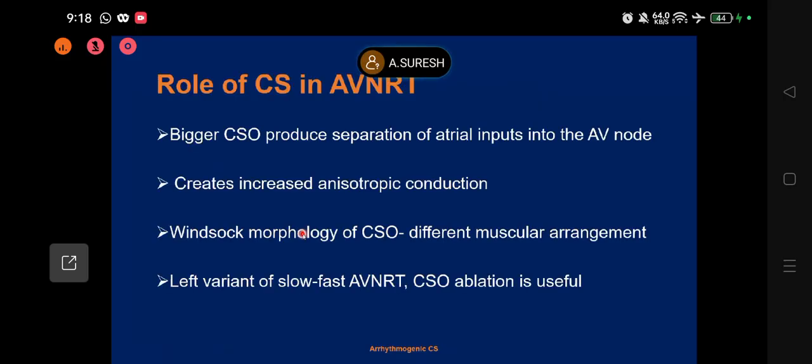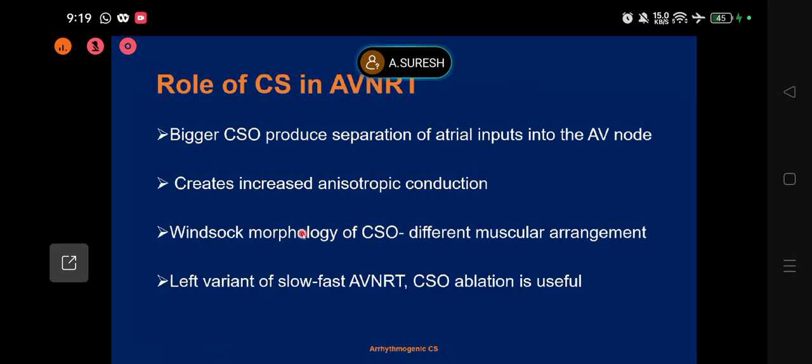Now coming to the most common arrhythmia, AV nodal re-entry tachycardia. So what is the role of the coronary sinus? It was seen that the coronary sinus os was dilated in patients with AVNRT. This led to separation of atrial inputs into the AV node, and that led to increased anisotropic conduction. Windsock morphology of the CS os also led to a different muscular arrangement of the CS, which further enhanced the substrate for re-entry.